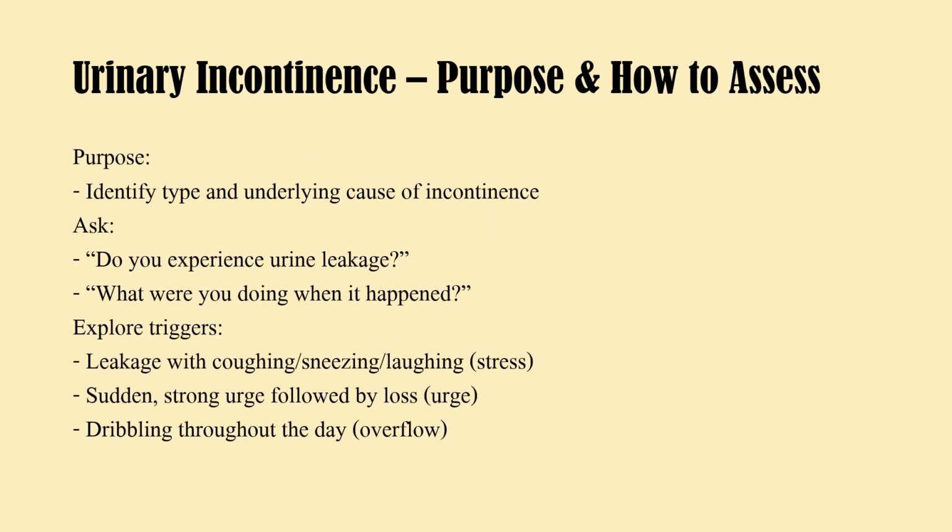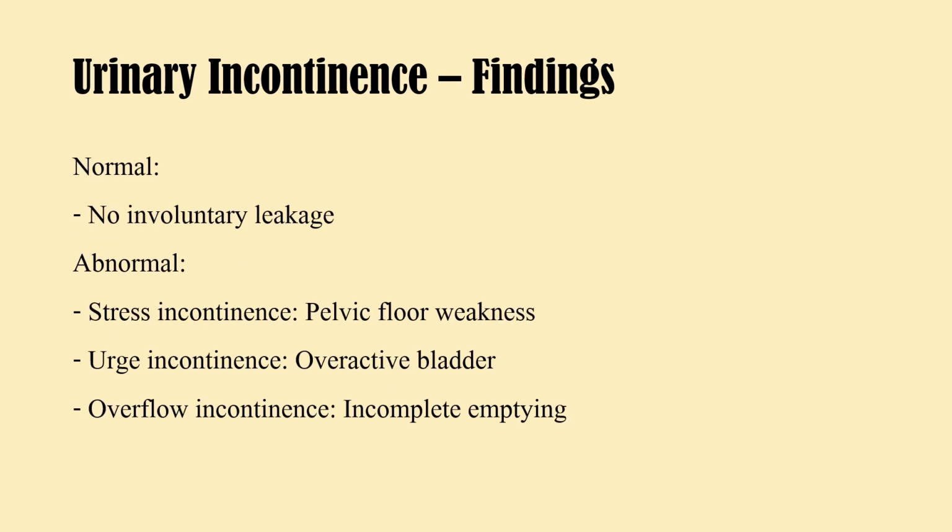Transitioning to urinary incontinence, the nurse explores whether leakage occurs, under what circumstances, and whether it's triggered by coughing or sneezing (stress), sudden urges (urge), or continuous dribbling (overflow). Under normal circumstances, there should be no leakage. Stress incontinence may result from weak pelvic floor muscles. Urge incontinence could stem from an overactive bladder, and overflow incontinence suggests incomplete emptying.